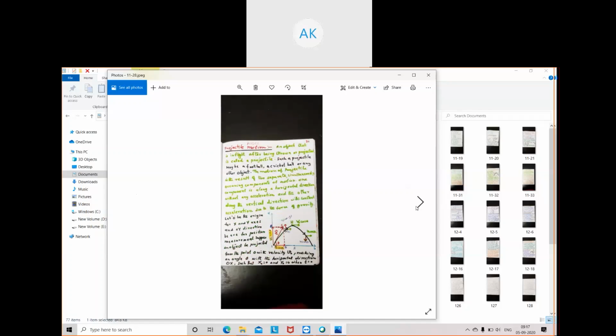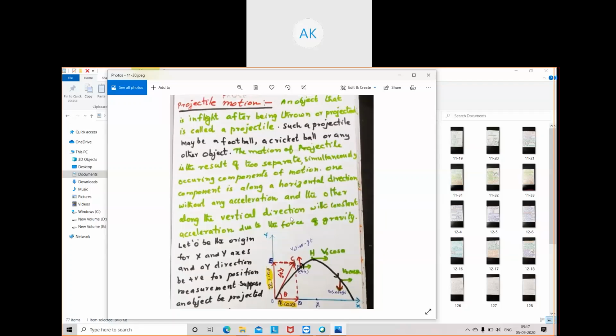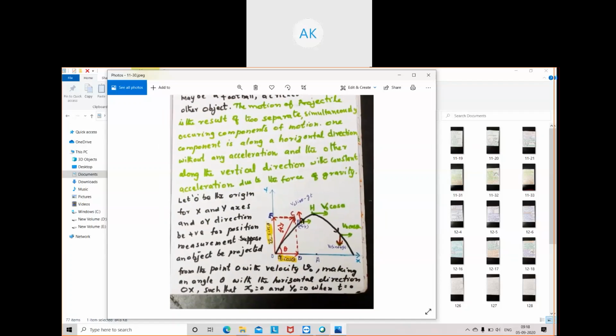I'll tell you later. So we were discussing projectile motion yesterday, and I was not satisfied by your answering. I think the idea is not clear. That may be the reason. So I'll explain it once more. Here, again, you listen because it is a very important question.